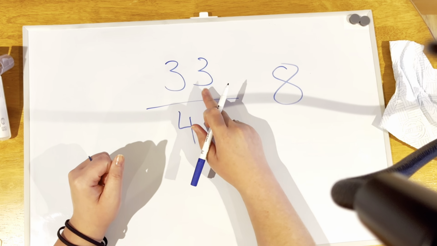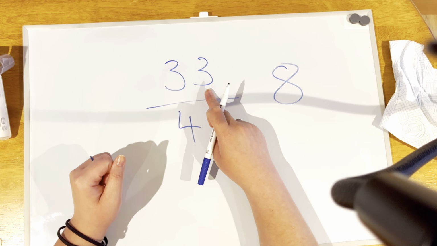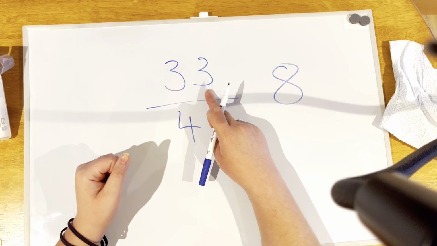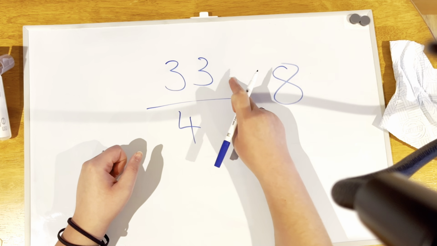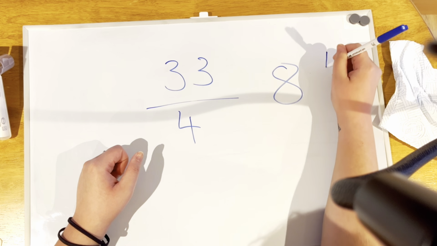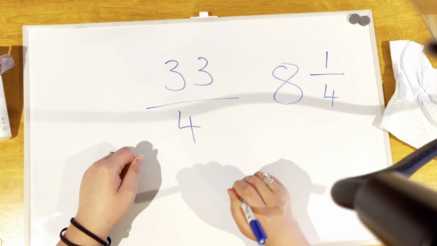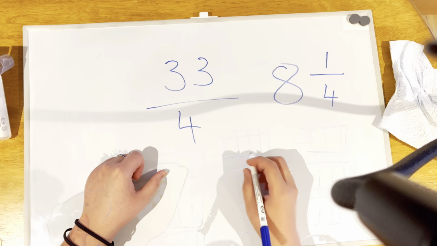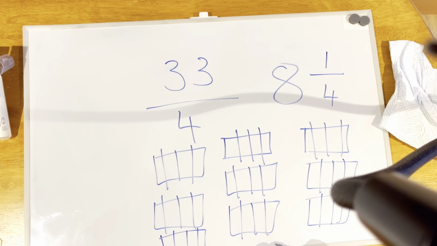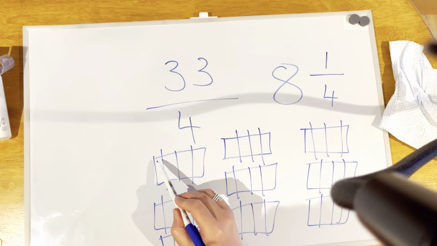But did I land exactly on 33? No, I didn't. I landed on 32. So how many more do I have? I again have 1 more. So 1/4. I could also draw it. So let's have a look at our chocolate bars. We've got 33/4. Let's colour it in.